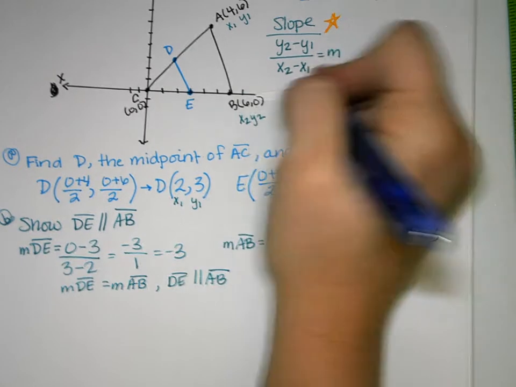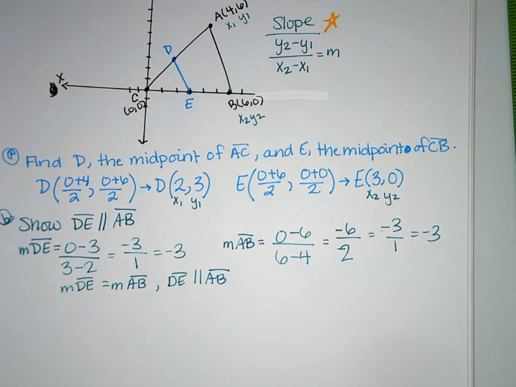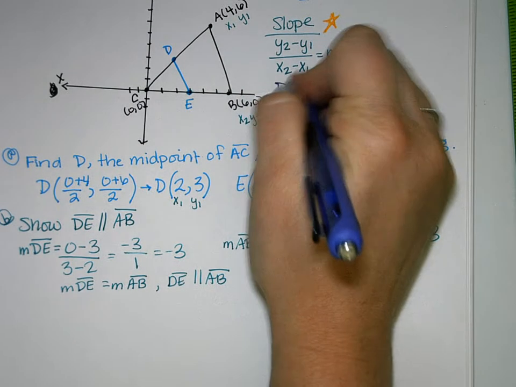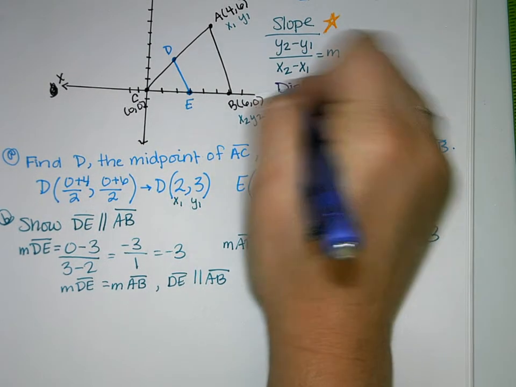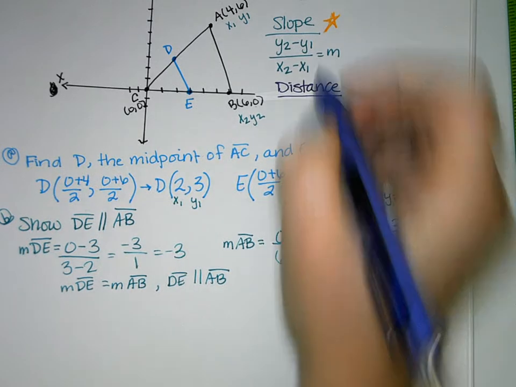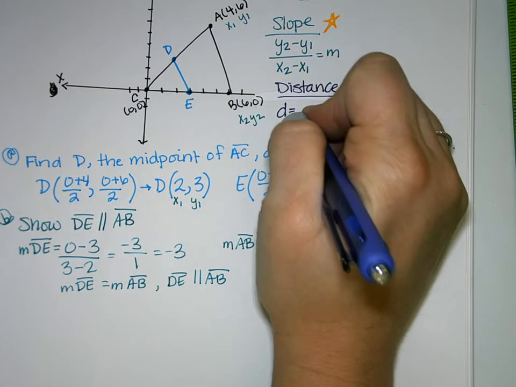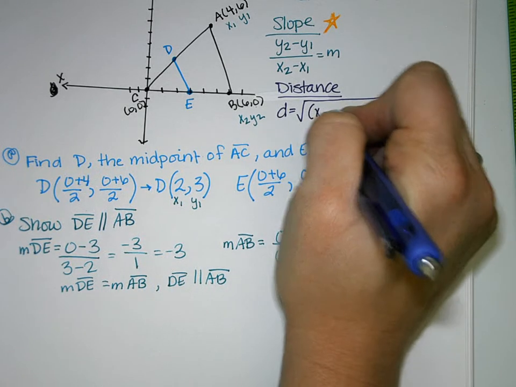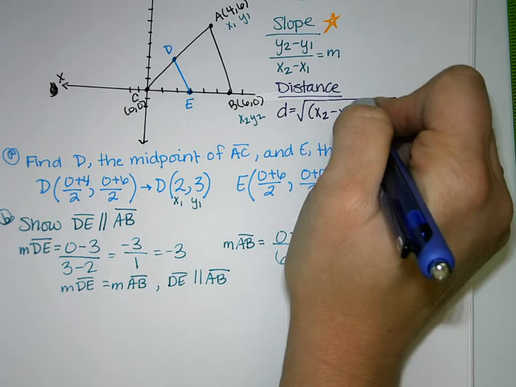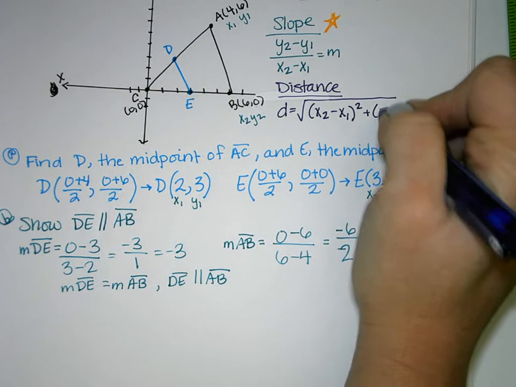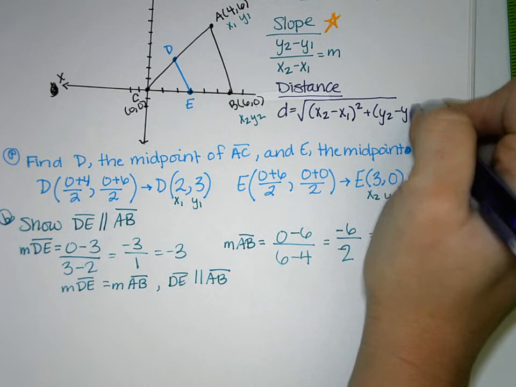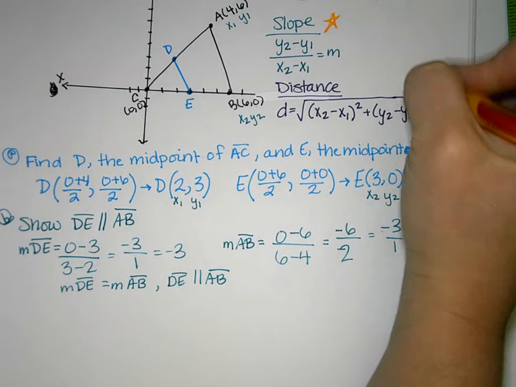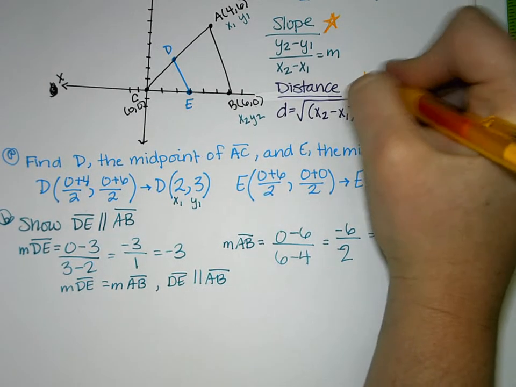So does anyone remember a formula for length? Otherwise known as distance. So your distance formula is the square root of x2 minus x1 squared plus y2 minus y1 squared. Again, this is your third formula you have to know by the time we get to a test or quiz.